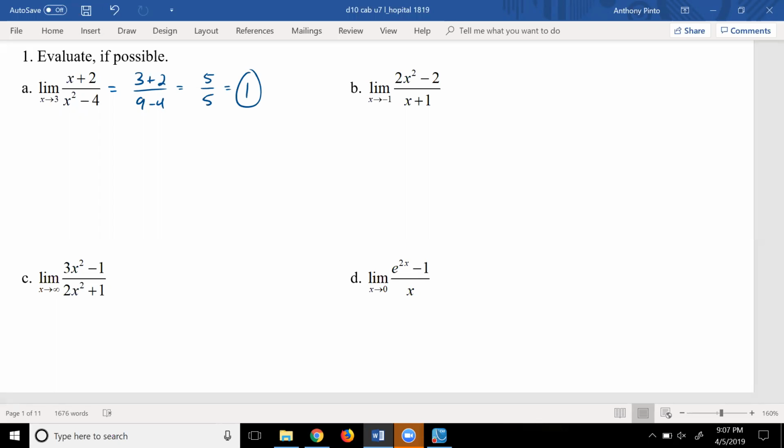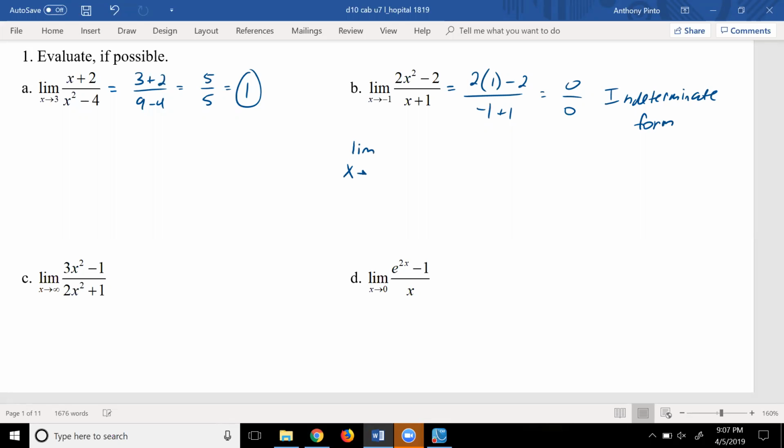For 1b, if we plug in -1, let's see what happens. We get 2 times 1 minus 2 over -1 plus 1, and we get 0 over 0. And if you remember, we call that the indeterminate form. Indeterminate form is when it's 0 over 0 or infinity over infinity or negative infinity over negative infinity. And what we need to do here is manipulate the equation a little bit.